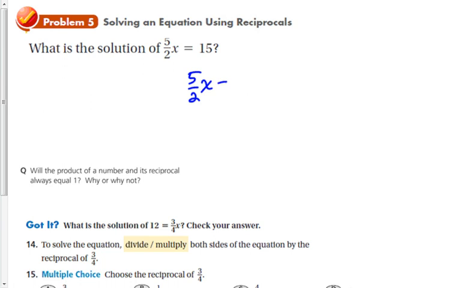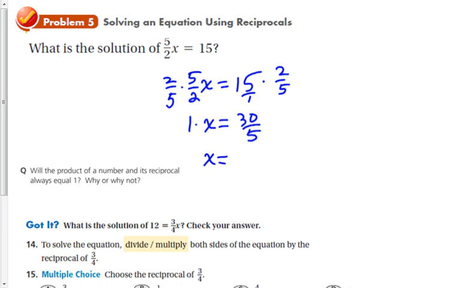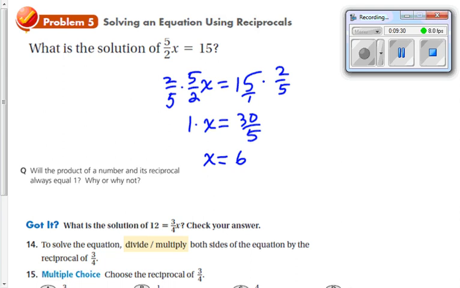So I'm going to start with this. And what I'm going to do is multiply by 2/5, because when you multiply a number by its reciprocal, it equals 1. Multiply both sides by 2/5. Now this is equal to 1 times x. And on this side, we get 30 over 5. And let's simplify that a little more. That's just x equals 6, and now it's the solution equation. So that's how you do that kind of problem. I'll let you try that.